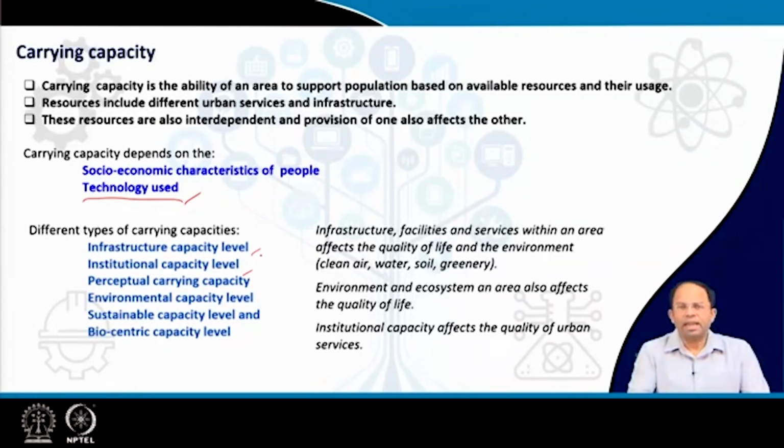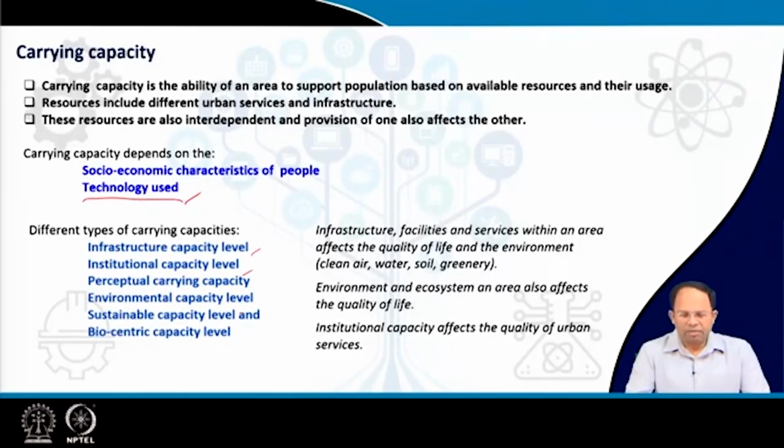Then the perceptual carrying capacity: how you perceive that particular area, how dense it is, and certain things based on the perception of people, whether that area will be able to grow or not. Environmental carrying capacity, sustainable capacity level, biocentric capacity, these are all different aspects of environment and biodiversity, which also affect the carrying capacity of a particular area, or its ability to sustain certain kinds of species in that area.